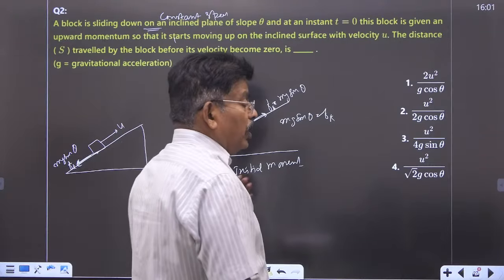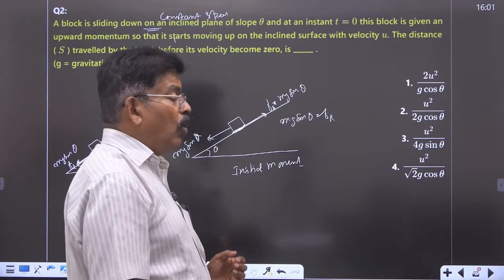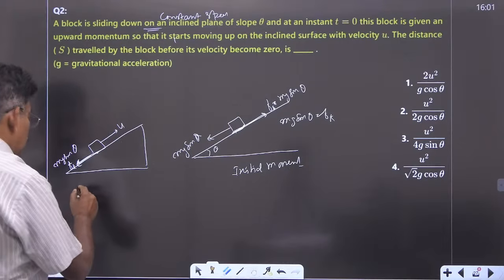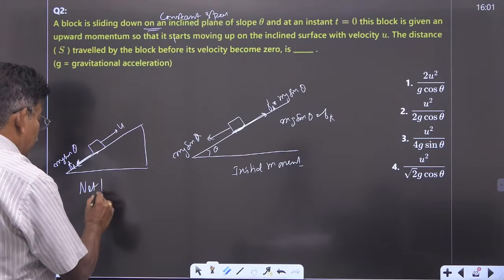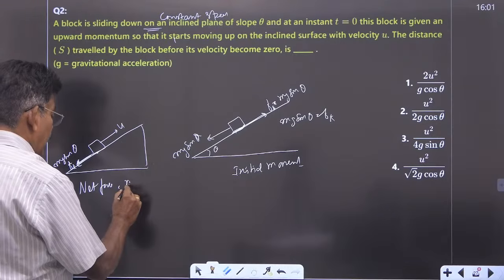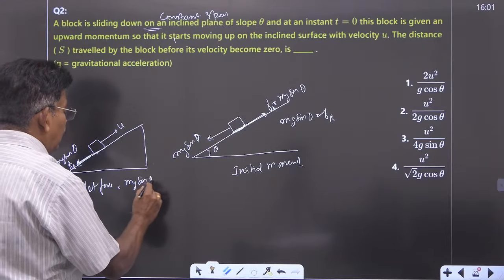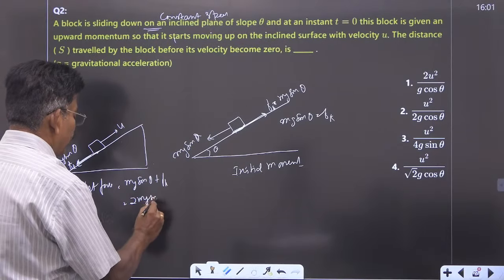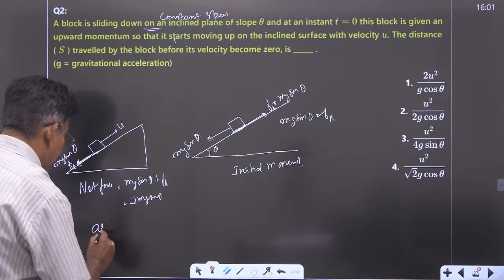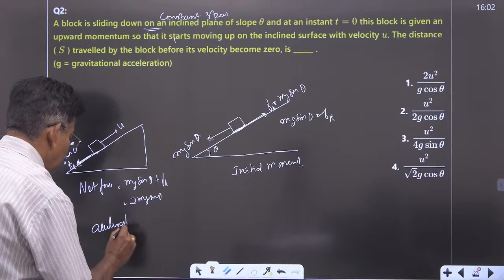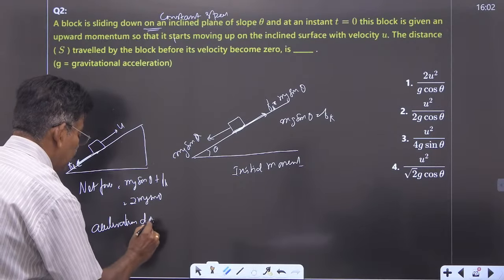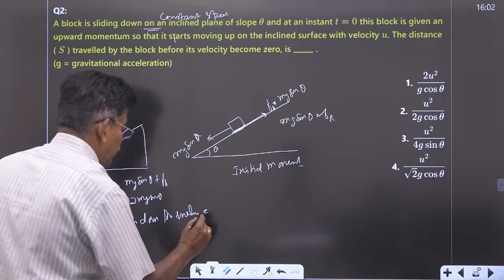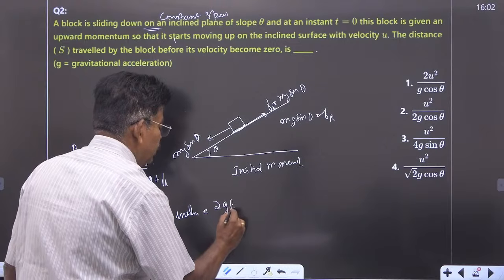Second stage, we are projecting up with velocity u. So mg sine theta will be downwards. Also, frictional force will be downwards. Therefore, second case, net force will be mg sine theta plus fk. Both are equal. So it will be 2 mg sine theta. Therefore, acceleration down the inclined plane will be 2g sine theta.